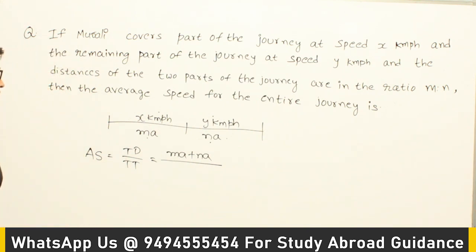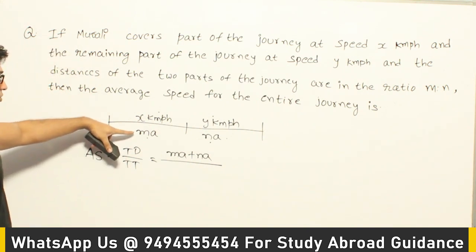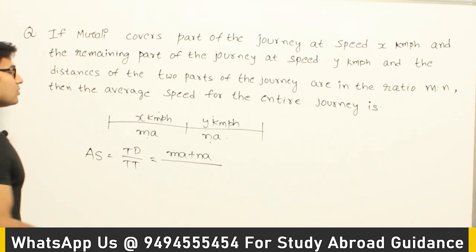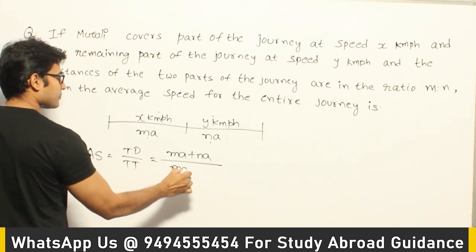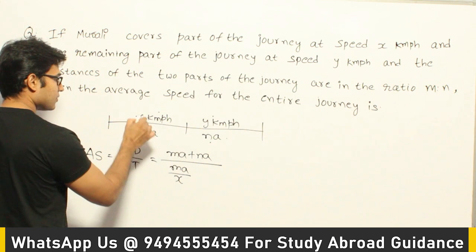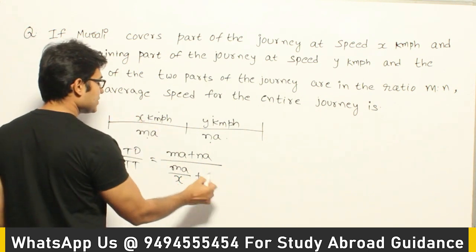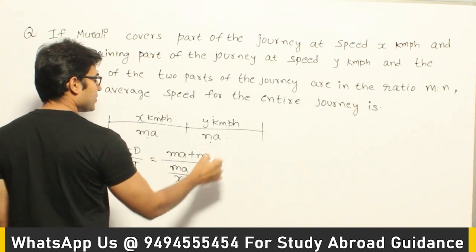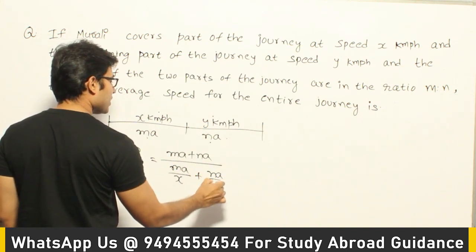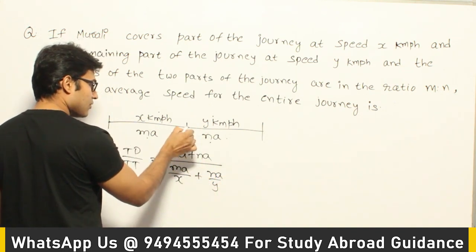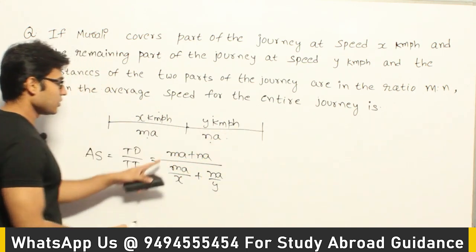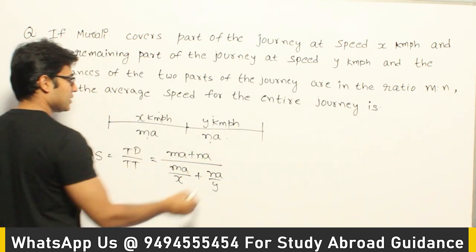So what is the total time taken for it? Time, as we know, is distance by speed. So ma by x will give you the time taken to travel from here to here, plus, since it is the total time, na by y will give you the time taken to travel from here to here. So we got total distance and total time, right?